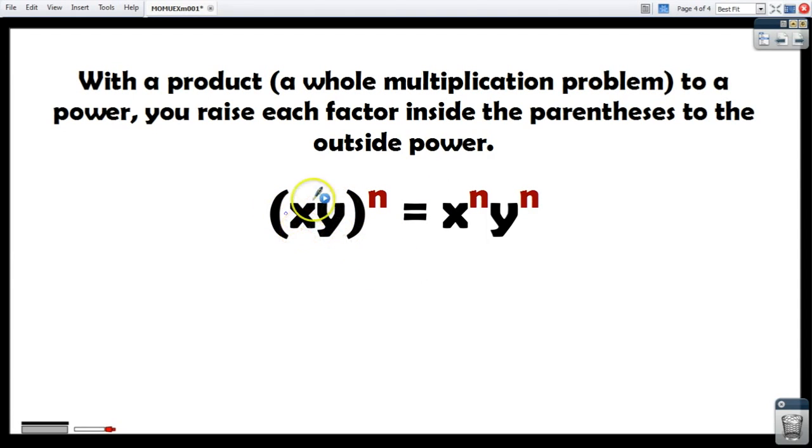Here we've got the multiplication problem, or product, x times y, and it's all being put to the power of n. Well, what we do is each of those factors, the x and the y, we put those to the power of n. So we get x to the nth power, y to the nth power.